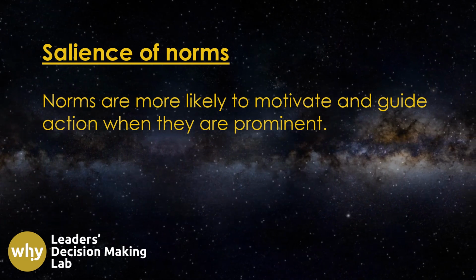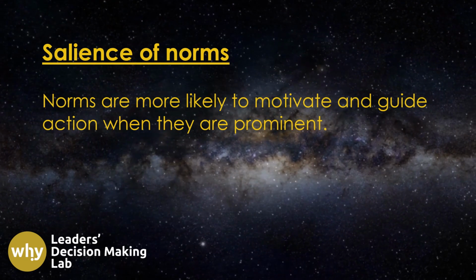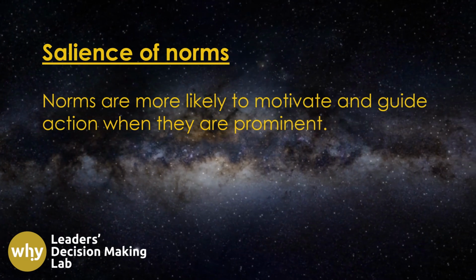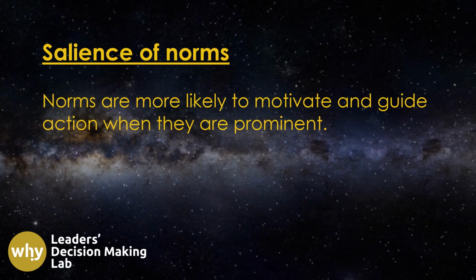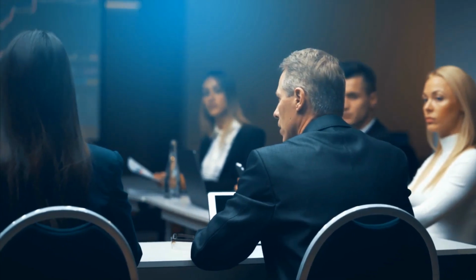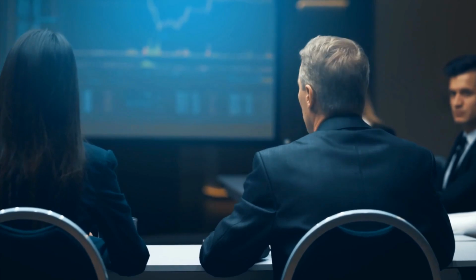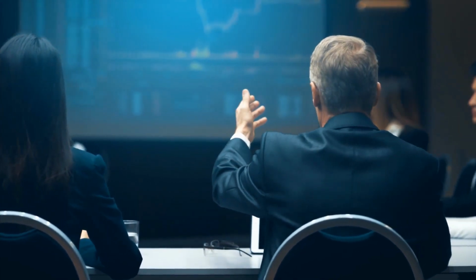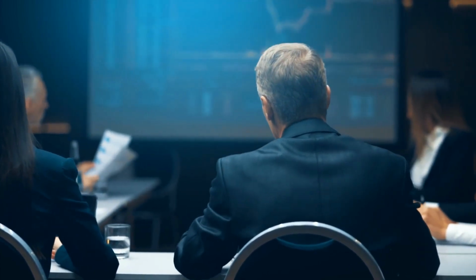Here is a question. When there is a mismatch between descriptive norms and injunctive norms, which norm takes precedence? One key factor is the salience of the norm. That is, norms are more likely to motivate and guide behavior when they are prominent in a specific situation. Let's consider the example of meeting rules where each team member is supposed to have equal speaking time and turns. That's what we believe should be done, which is an injunctive norm. However, a couple of meeting goers dominate the majority of the meeting time and frequently interrupt others. That's what we observe, which is a descriptive norm.